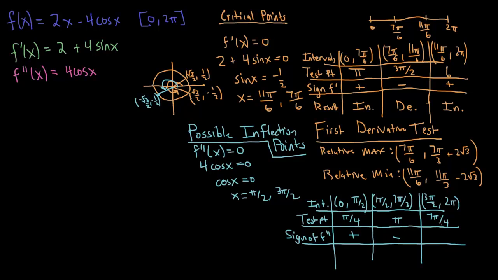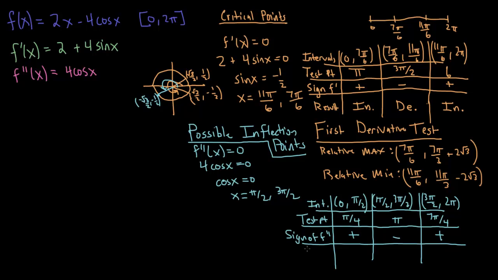And if I look at cosine of 7 pi over 4, that's a 45-degree angle over here in the fourth quadrant. All you really have to remember is that cosine is positive in the fourth quadrant. It's actually going to be root 2 over 2. So root 2 over 2 times 4 again is just going to be a positive.